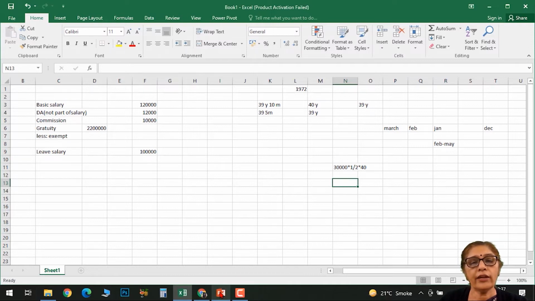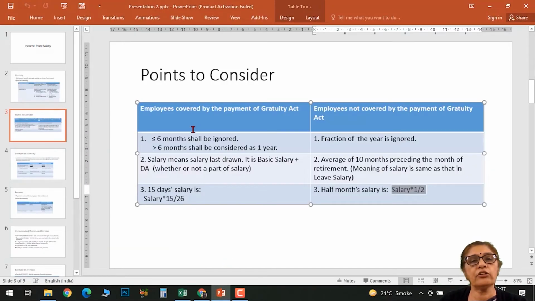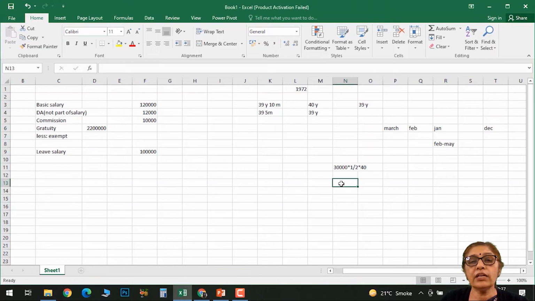Now, if you are covered under Payment of Gratuity Act, whatever salary, of course, this will be different. This is basic plus DA. We do not take half. Here, we take 15 days. So we have 30,000 multiplied by 15 over 26. This is for 1 year of service. We have worked for 40 years. This is 40 years. Right? So, this is the difference.